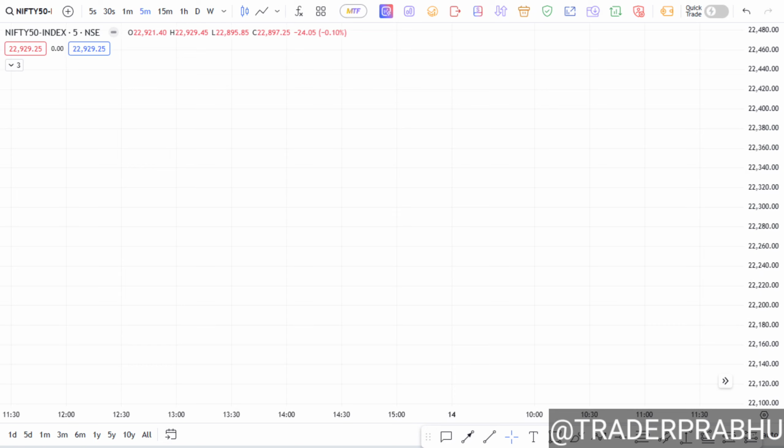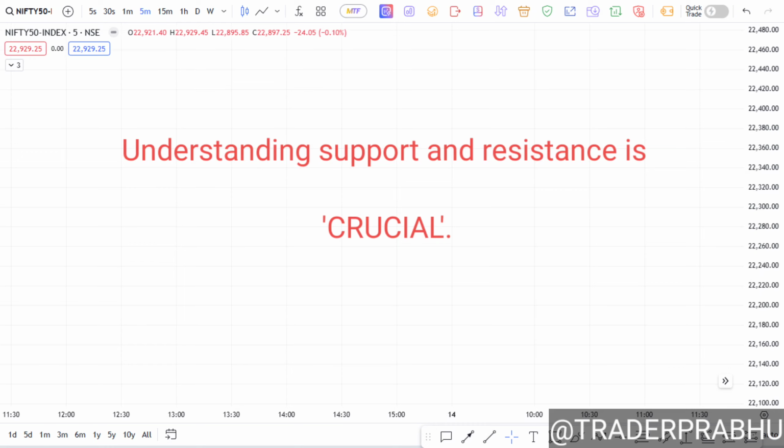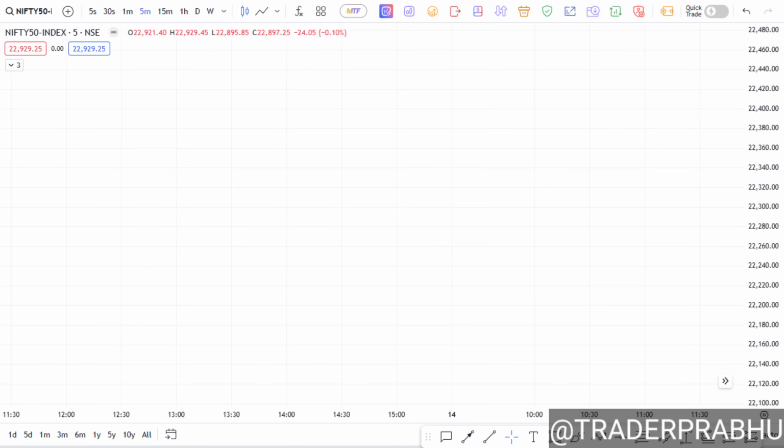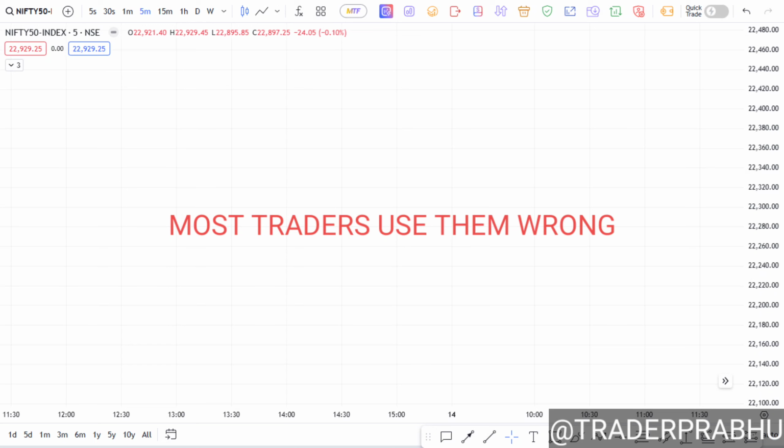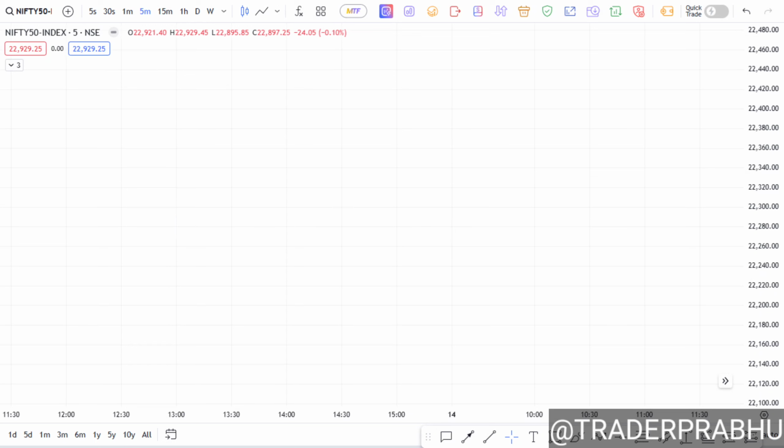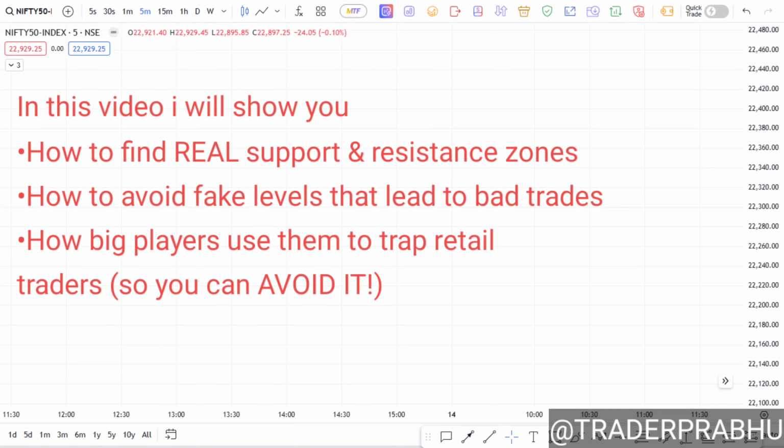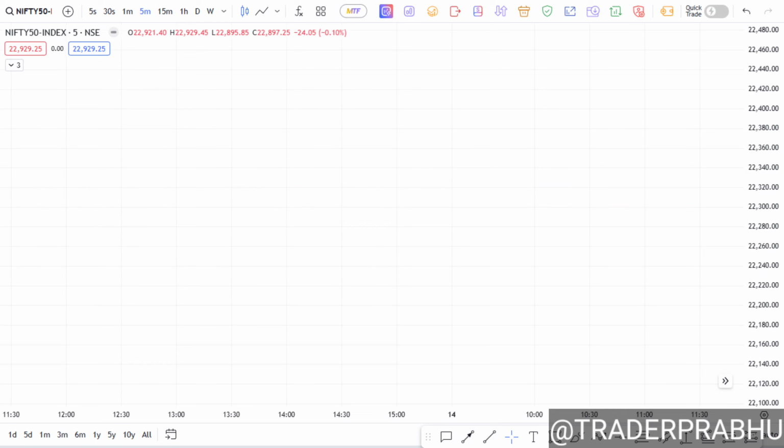That's why understanding support and resistance is crucial. It's like knowing where the invisible walls of the markets are. But here is the thing, most traders use them wrong. And today I will show you how to find real support and resistance zones, how to avoid fake levels that lead to bad trades, and how big players use them to trap retail traders. So you can avoid it.